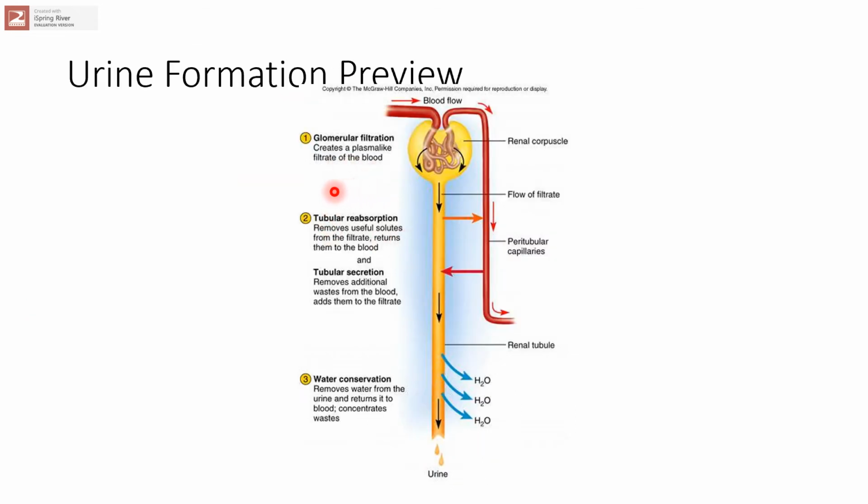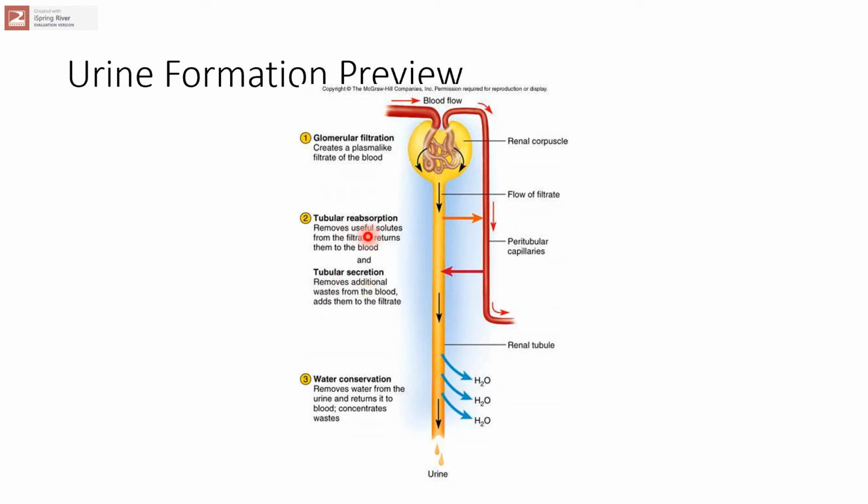So let's quickly preview the different stages of urine formation. First one is glomerular filtration, where the blood is pushed through, but the blood cells are too big to pass through. So all you have entering the Bowman's capsule is a whole lot of water, not very much protein, no glucose, and some solutes. Glomerular filtration basically creates plasma-like filtrate from the blood. This portion should not have any blood cells in it. And the next stage is tubular reabsorption and tubular secretion.